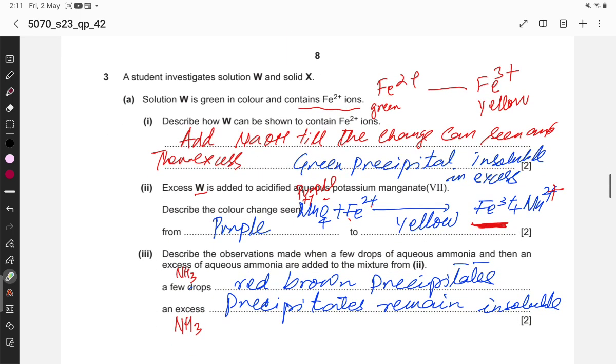A student investigates solution W and solid X. Solution W is green in color and contains iron 2 ions. Describe how W can be shown to contain iron 2 ions. Add sodium hydroxide. This is a cation test.